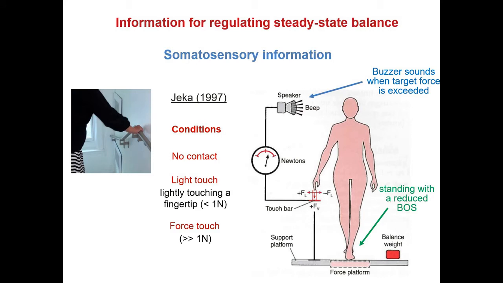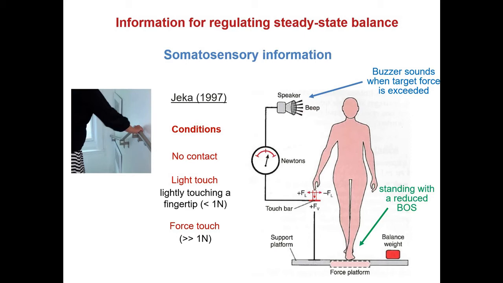Jecker ran an experiment to understand the biomechanical versus informational contributions of contacting a support surface with your hands. Here we see the apparatus that Jecker used. Participants stand with one foot in front of the other in this experiment. This makes their balance in the medial-lateral direction less stable.